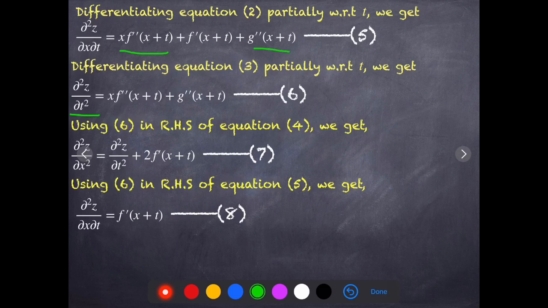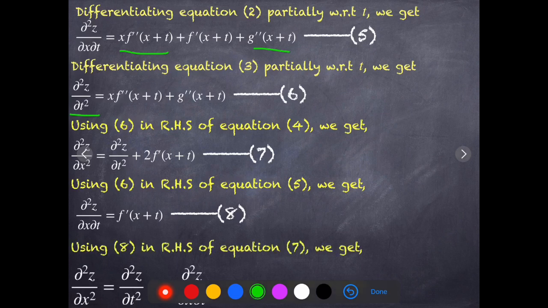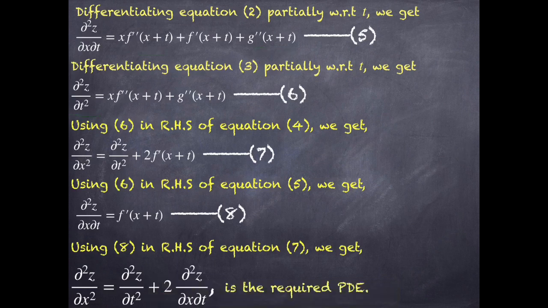Okay, and from 7 and 8 it will give the final solution, that is in place of f' you substitute ∂²z/∂t². The final solution is in the form ∂²z/∂x² = ∂²z/∂t² + 2 ∂²z/∂x∂t, which is the required PDE.